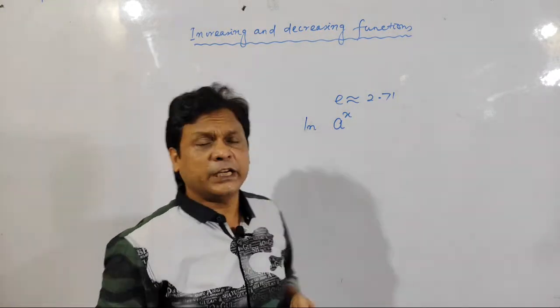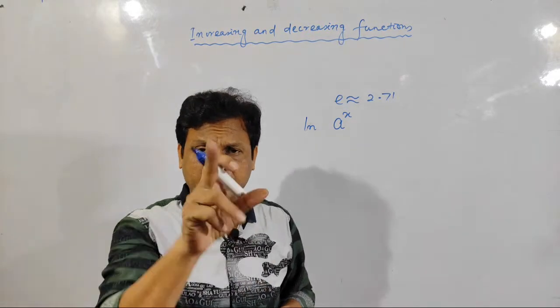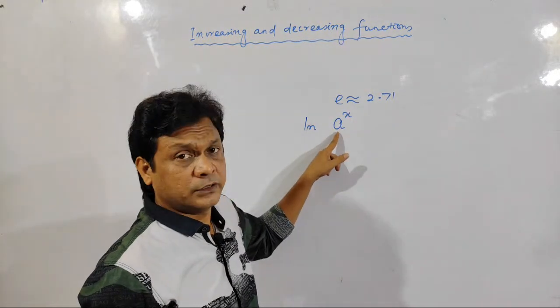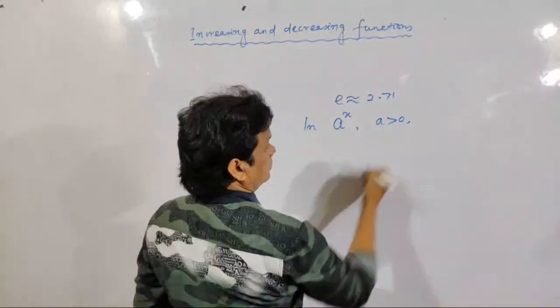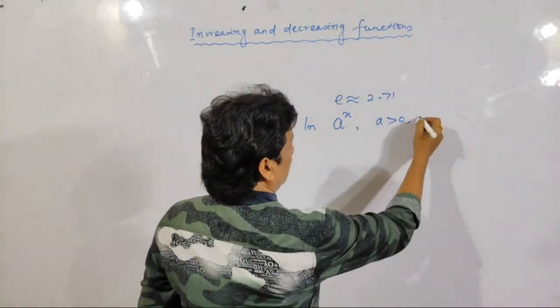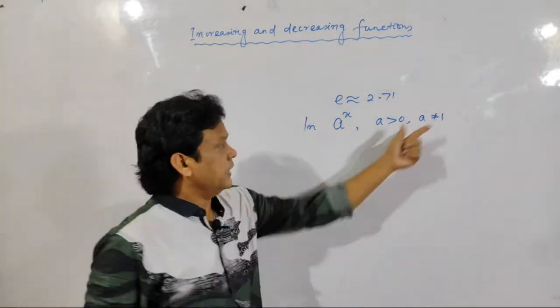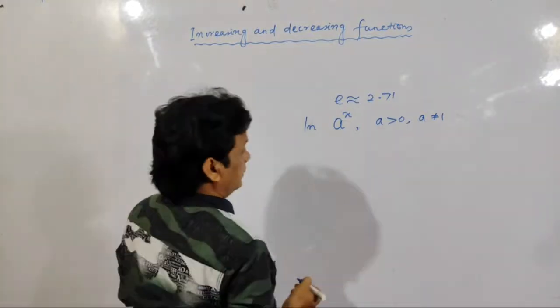A cannot be negative, base cannot be negative, and base cannot be 0 also. Already it is known to you from class 11th. In a to the power x, from class 8th already you have read, a is greater than 0 and a is unequal to 1 also. A is positive and a is unequal to 1 also. It cannot be 1 also. Okay.